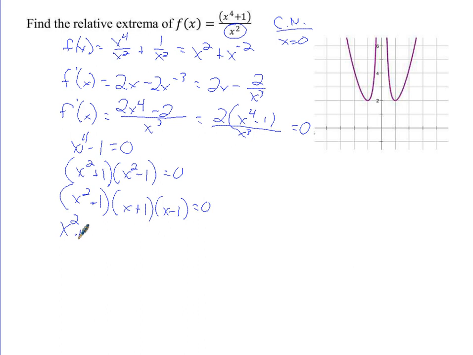X squared plus 1 equals 0. X plus 1 equals 0. X minus 1 equals 0. This one will be x equals negative 1. This will be x equals positive 1. I don't really need to write the plus.